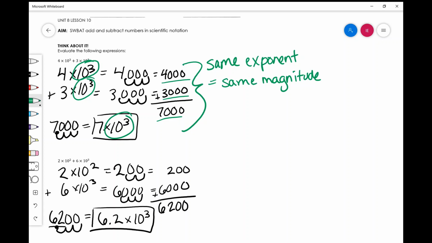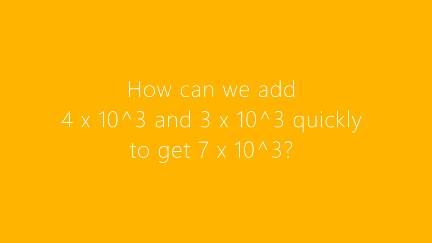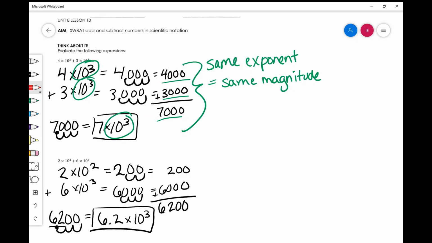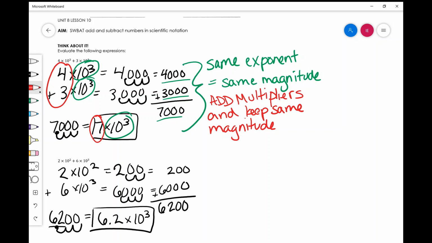So when we're adding values with the same magnitude, what do I need to do instead of just moving numbers into standard form? Well, I notice I have 4 plus 3, and we know that equals 7. So when I'm adding numbers with the same magnitude, I can just add the multipliers and keep the same magnitude. That sounds easy enough. Let's go ahead and look at our second example.